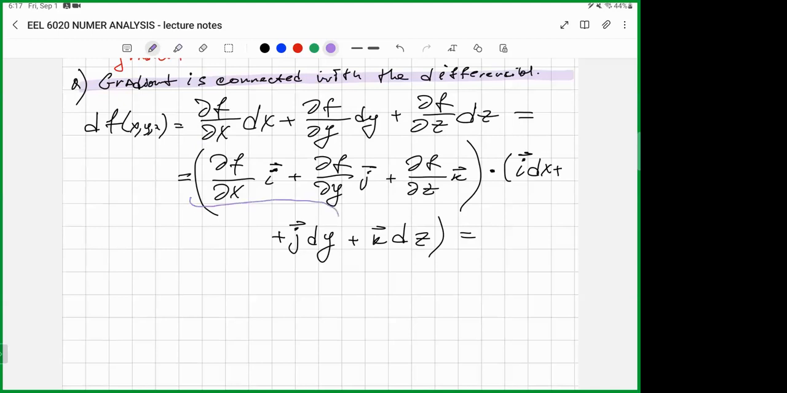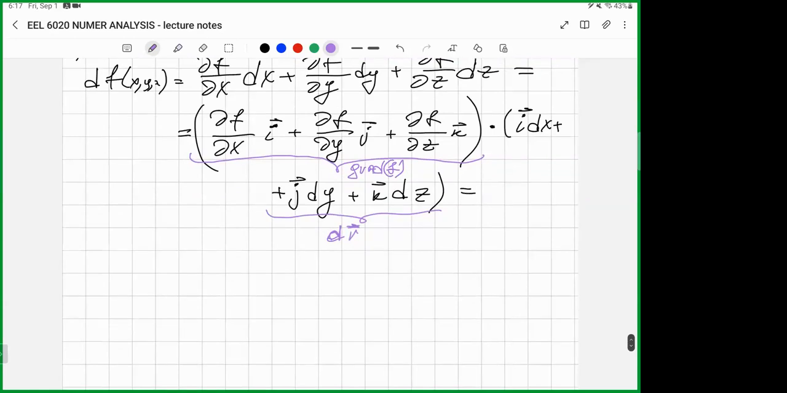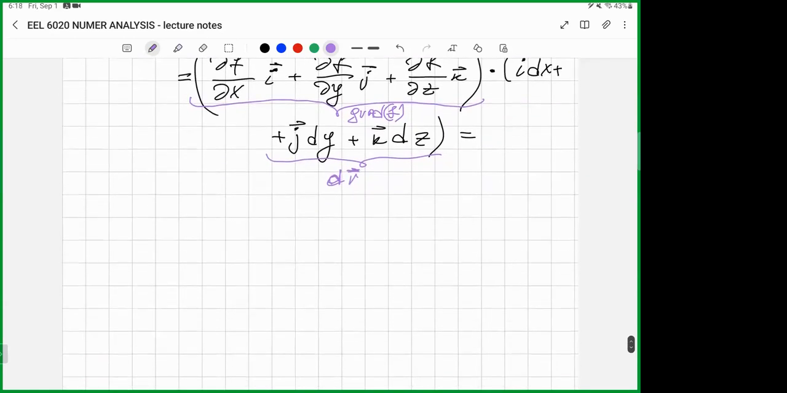But look at this. This term here is exactly the formula for the gradient. So this is the gradient of f. And the formula in the second parenthesis is actually the differential of the radius vector. Let me make a note on this.